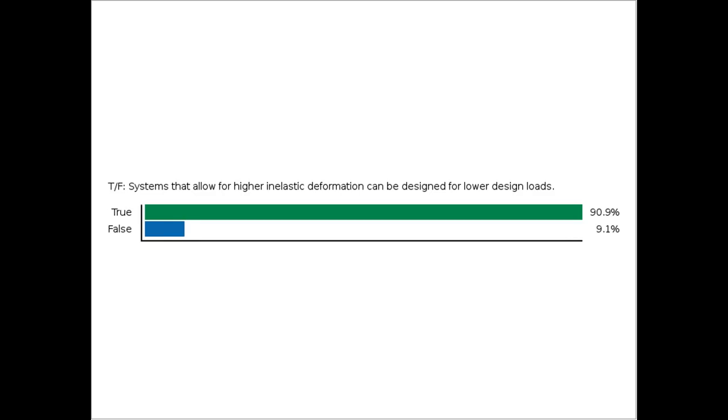All right, things are slowing down here. All right. And overwhelmingly, people thought that was true. What do you think? Yeah. So if we have a system that can go out to large inelastic rotation, we can design it for a relatively low force and rely on a great degree of displacement beyond the elastic range.